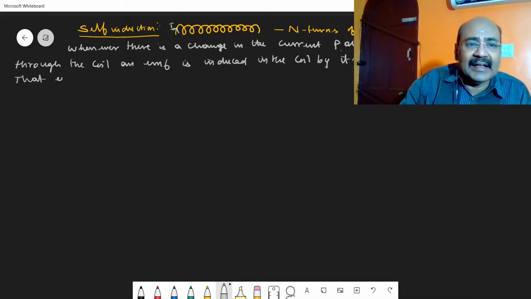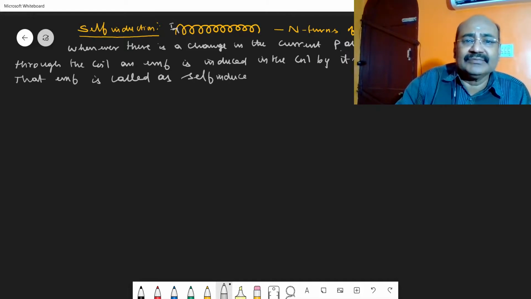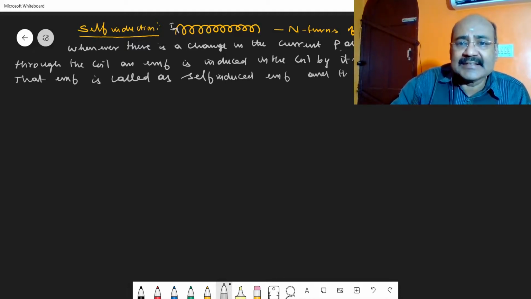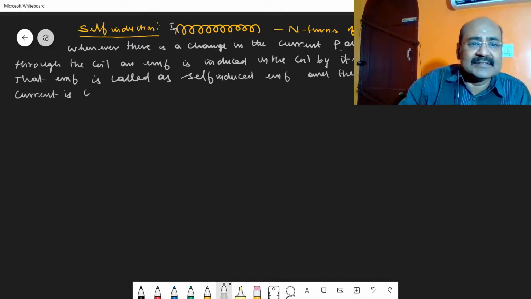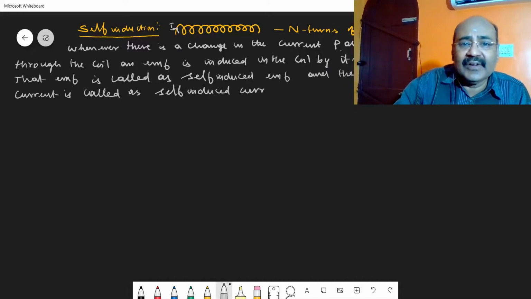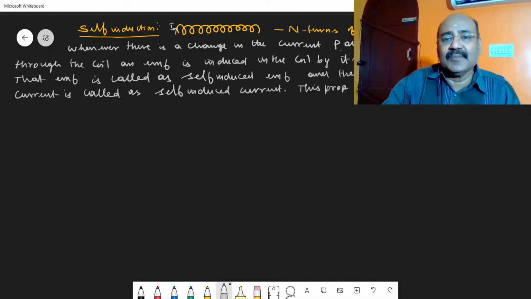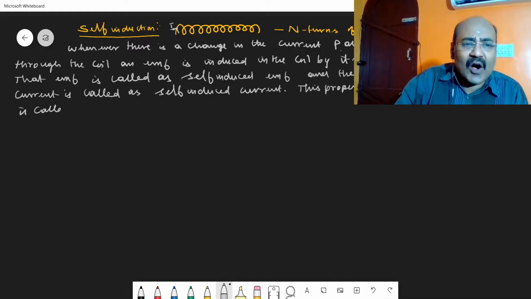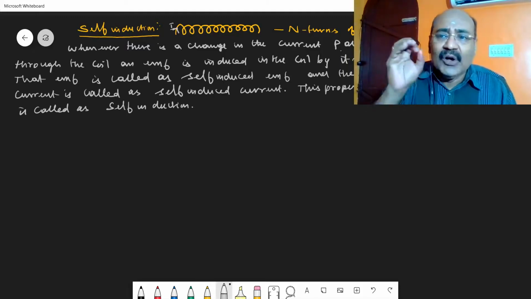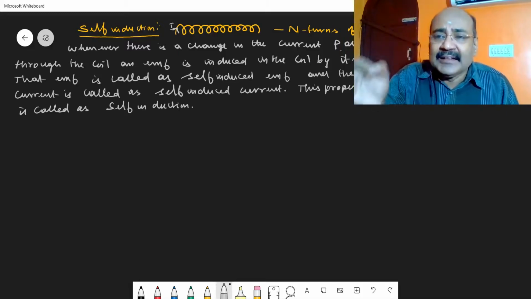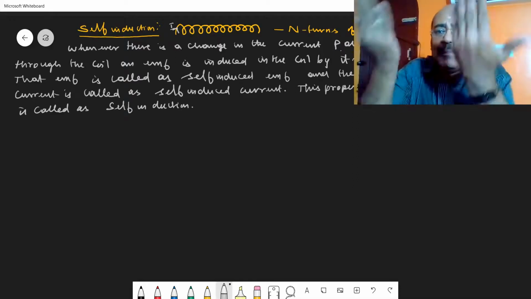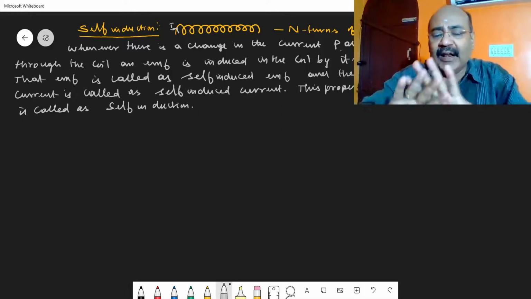That EMF is called the self-induced EMF, and the current is called the self-induced current. The phenomenon is called self-induction, or you can say self-inductance. So self-induction or self-inductance is defined as the property of inducing an EMF in the coil by itself whenever the current flowing through that coil changes.